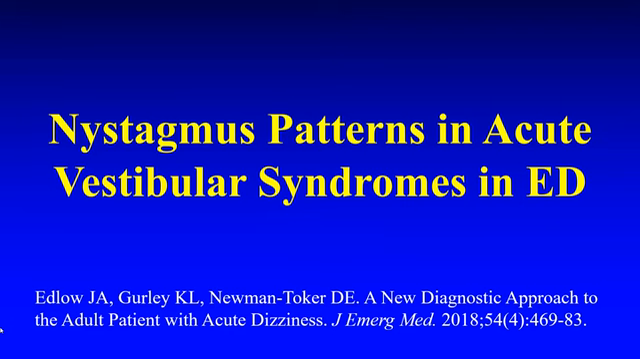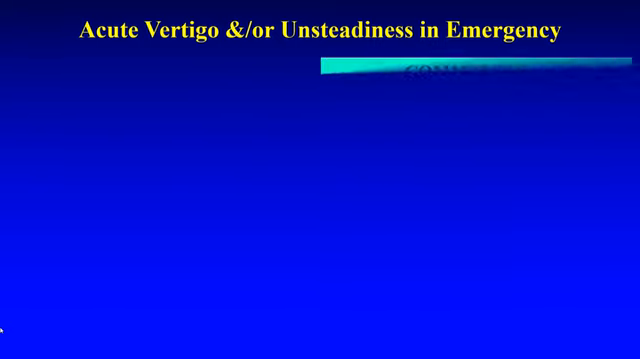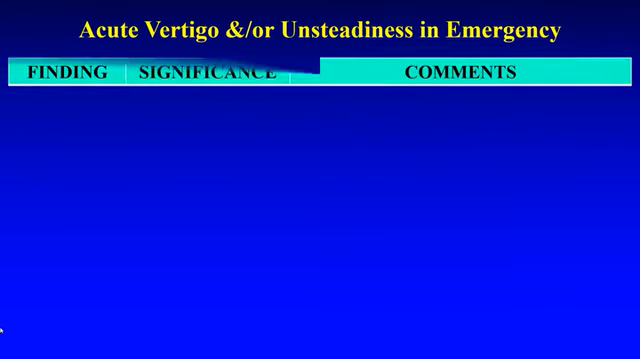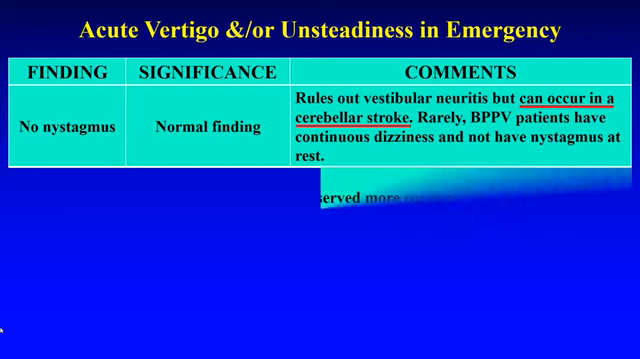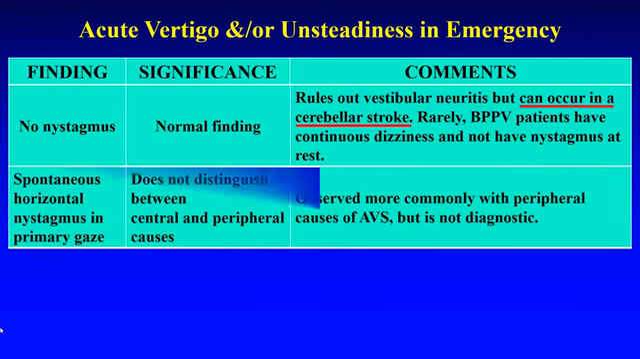There is a nystagmus pattern in acute vestibular syndromes in the emergency department. The next 2 slides are dedicated to it. Acute vertigo and oscillopsia, unsteadiness in the emergency. No nystagmus is a normal finding, rules out vestibular neuritis but can occur in cerebral stroke. Rarely, BPPV patients, particularly those with the short arm and the apogeotropic variant of posterior canal BPPV, may have continuous dizziness but may not have nystagmus at rest.